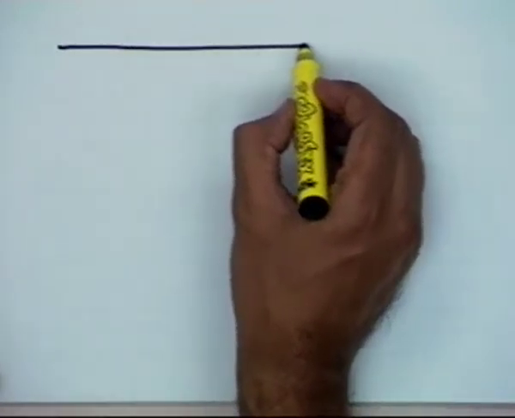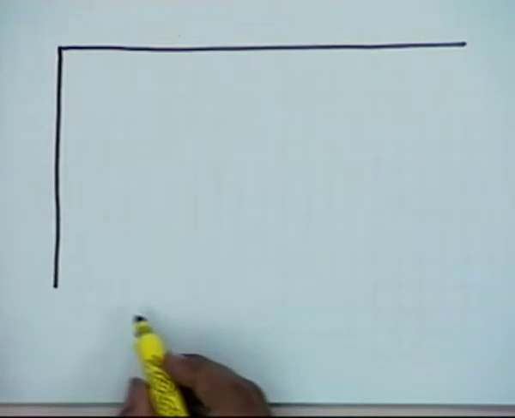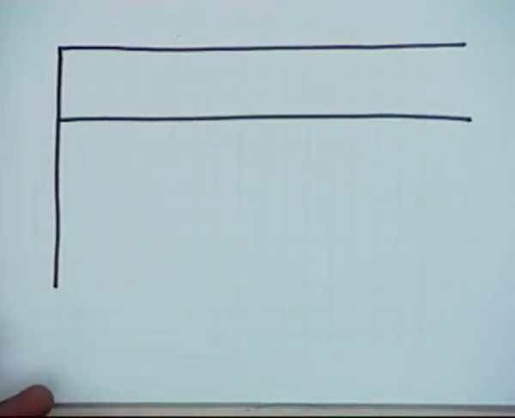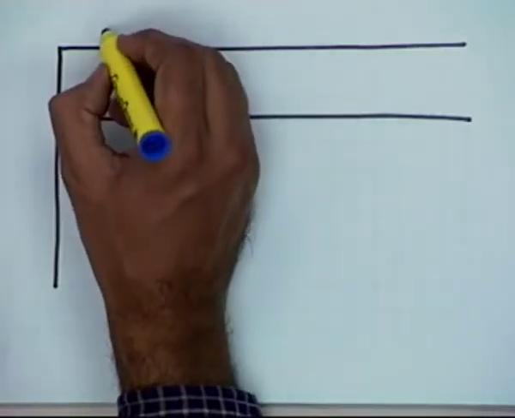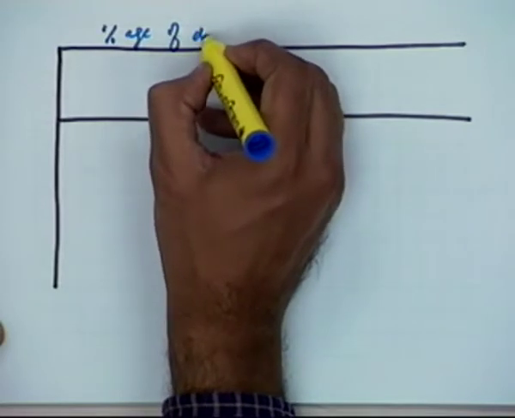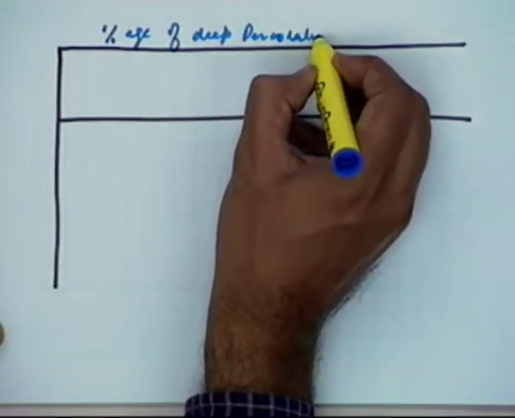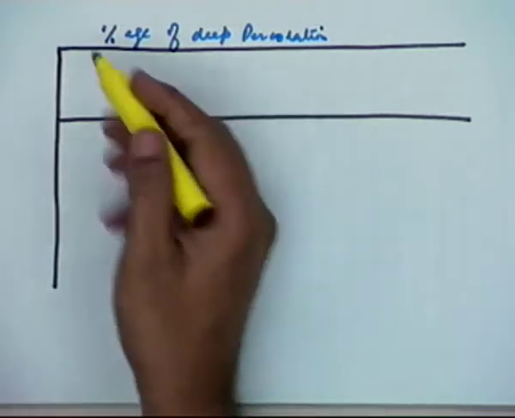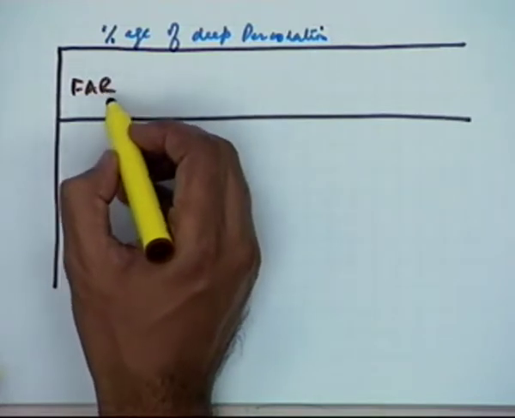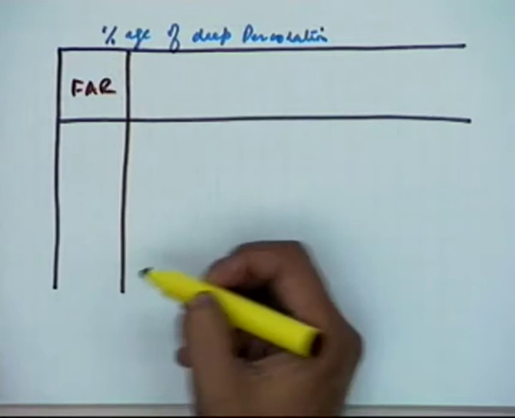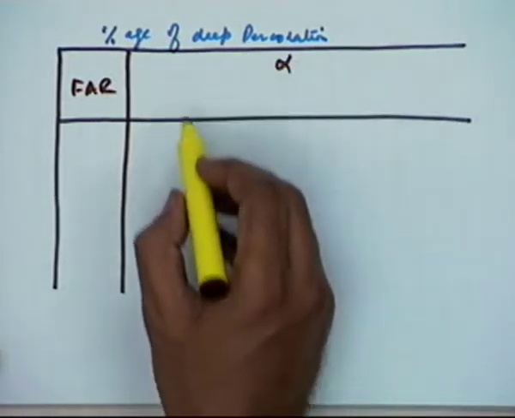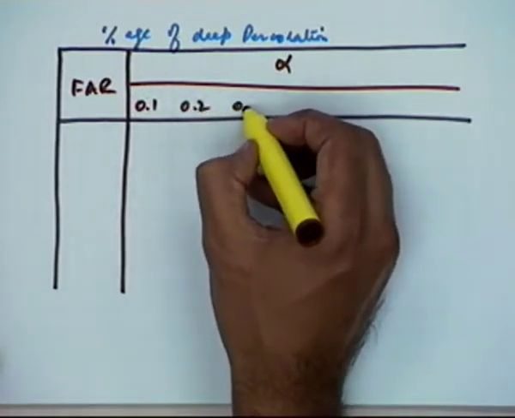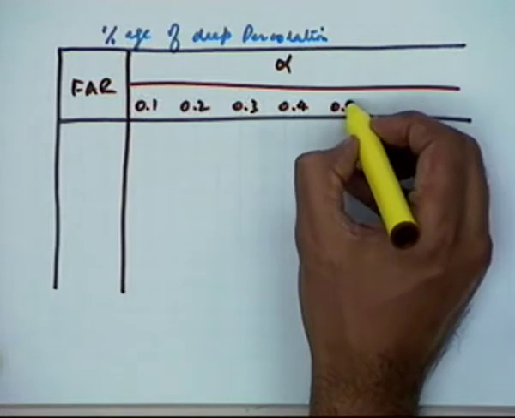This table looks like this. I'll just pick up some of the values out of this table so that you can get a feel of it. This table gives the expected percentage of deep percolation. And on this side you have the fractional advance ratio FAR, and here you have the alpha values for different soils, ranging from 0.1 to 0.9.